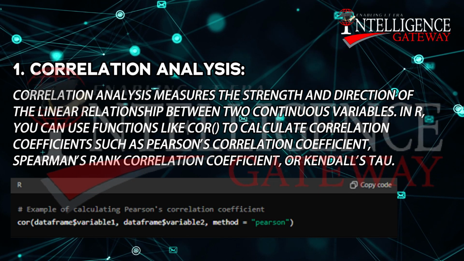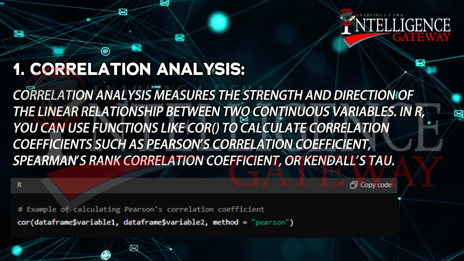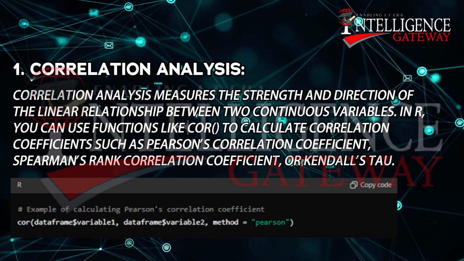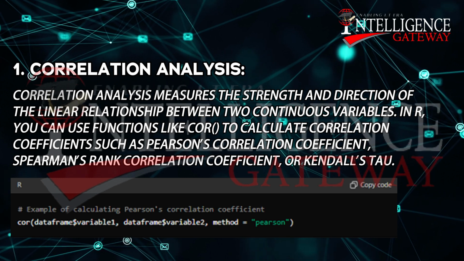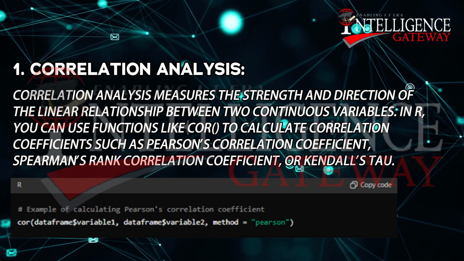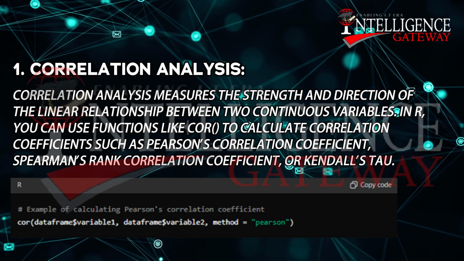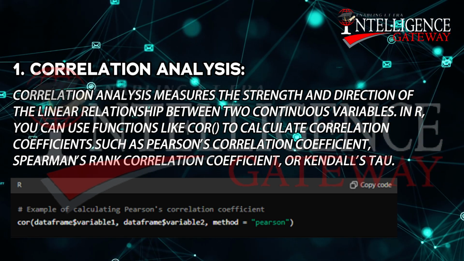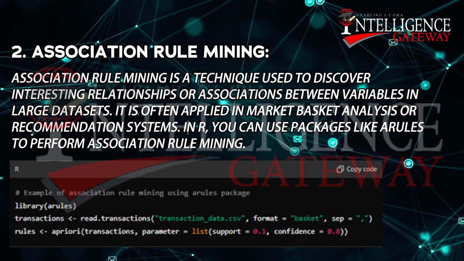1. Correlation analysis. Correlation analysis measures the strength and direction of the linear relationship between two continuous variables. In R, you can use functions like cor to calculate correlation coefficients such as Pearson's correlation coefficient, Spearman's rank correlation coefficient, or Kendall's tau.